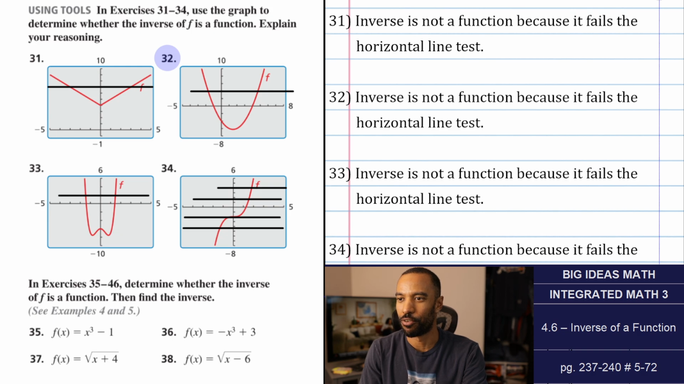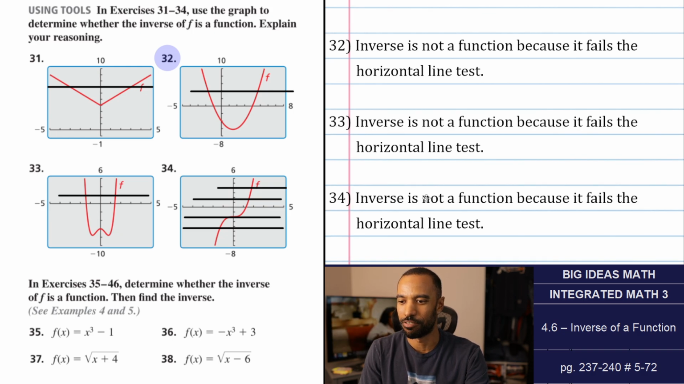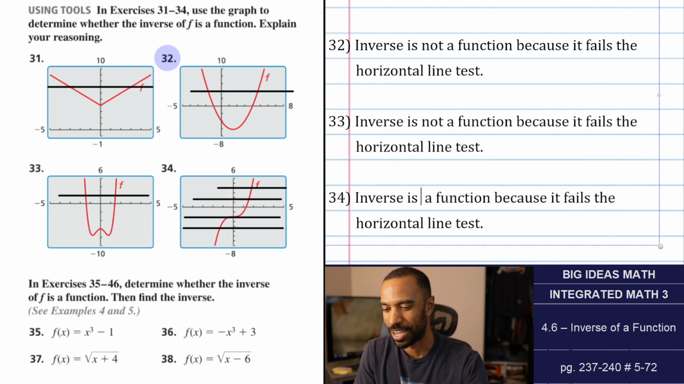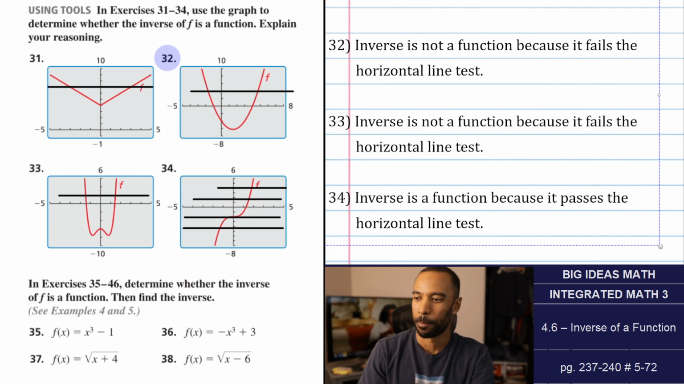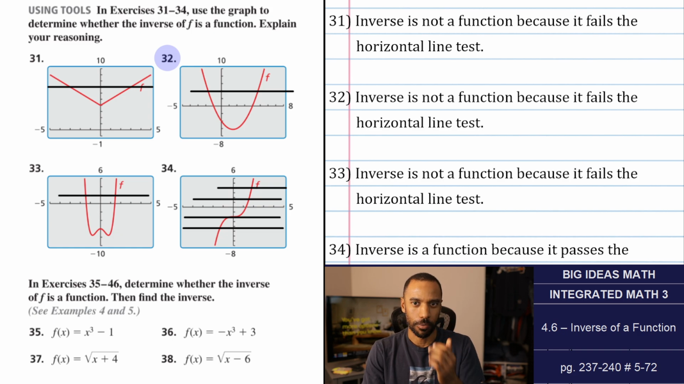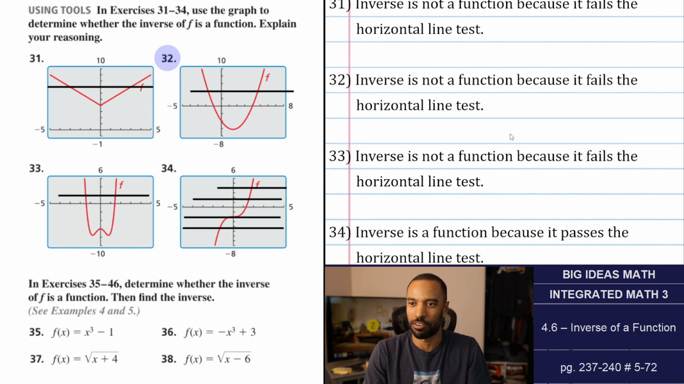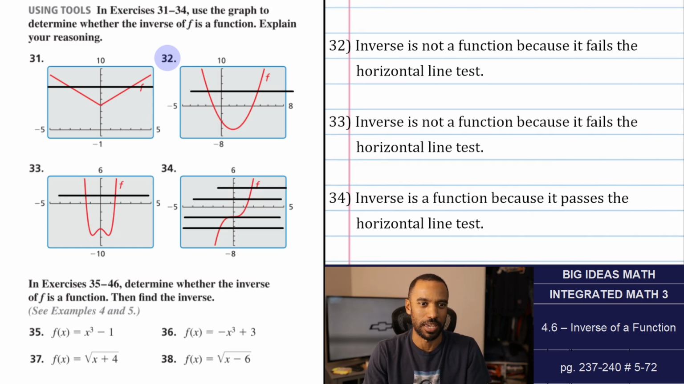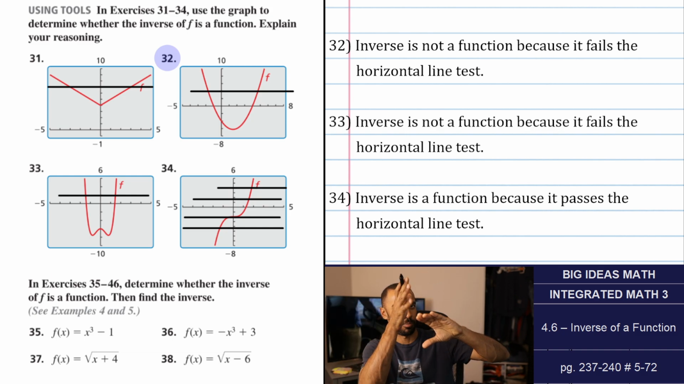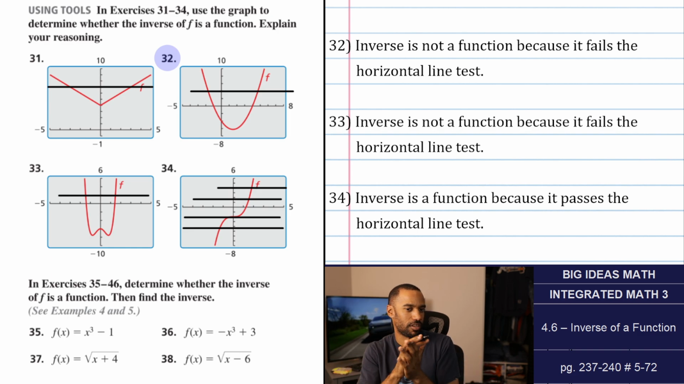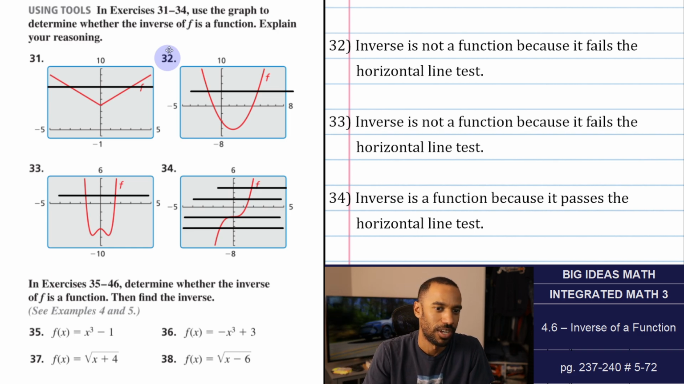So on number 34, the inverse is a function because it passes the horizontal line test. So that's all I got to say on these things here, right? The basic thing of the inverse being a function or not is just based on whether or not, when you swap x and y, the graph would go the other way and it passes the vertical line test or not. So does this pass or fail the horizontal line test, yes or no?